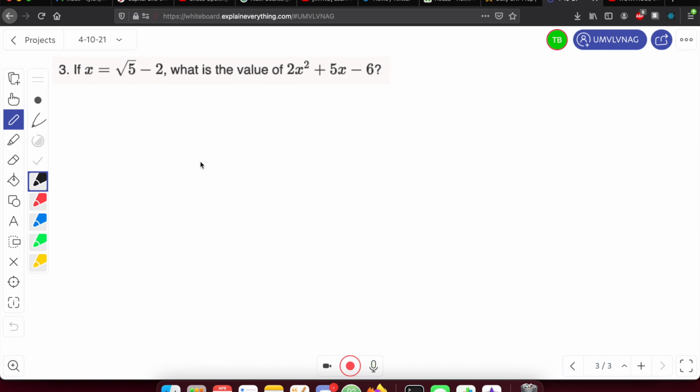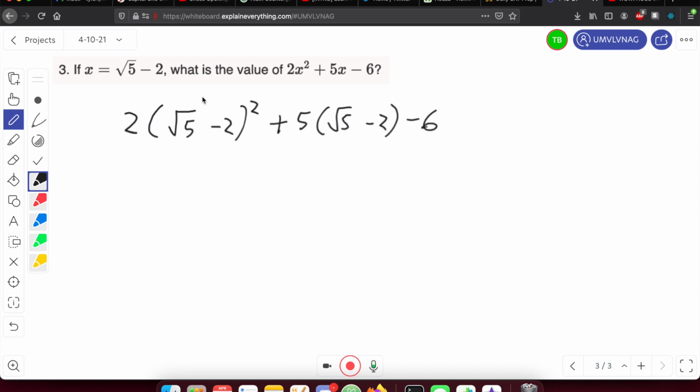Question 3. If x equals the square root of 5 minus 2, what is the value of 2x squared plus 5x minus 6? So all we have to do is substitute x into this equation. So we can rewrite it as 2 times the square root of 5 minus 2 squared plus 5 times the square root of 5 minus 2 minus 6.